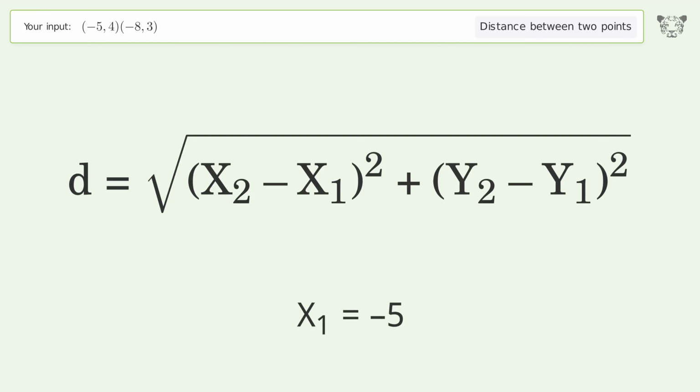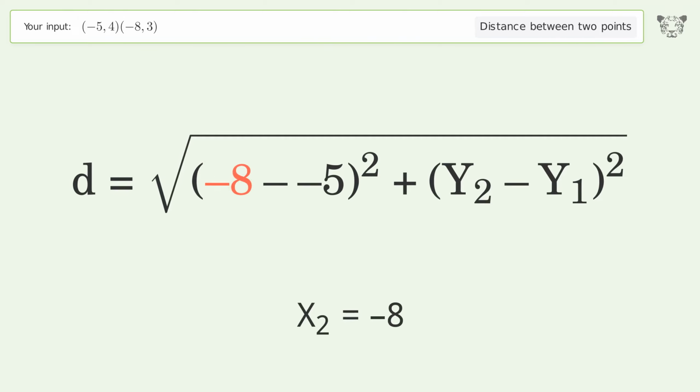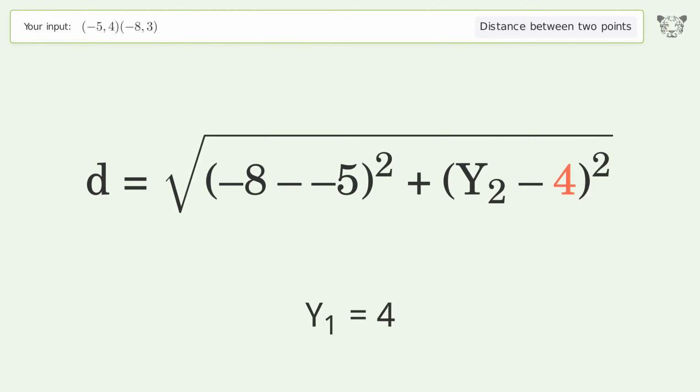x1 equals -5. x2 equals -8. y1 equals 4. y2 equals 3.